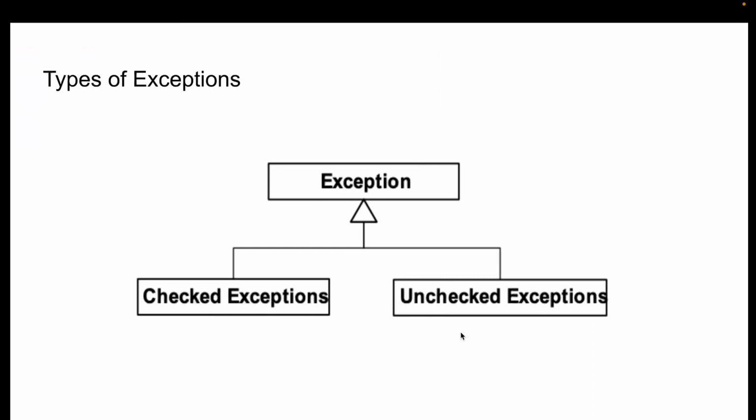And whatever exceptions you get only after running the program, that is your runtime exception. Runtime exceptions are also called unchecked exceptions. So that is the difference. Checked exceptions, or compile time exceptions, you can get to know even before running your program, and unchecked exceptions are the exceptions that occur only after running your program. That is why they are also called runtime exceptions.